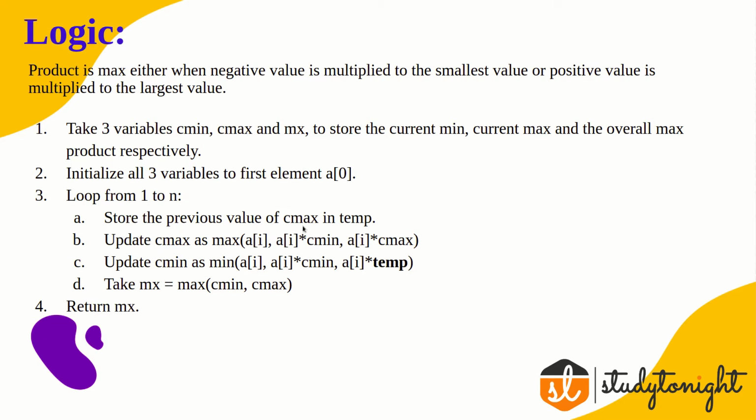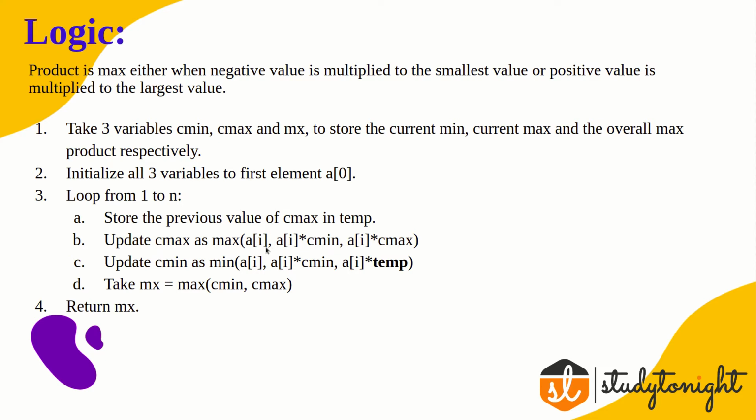Store the previous value of Cmax in temp. I'll explain why we are storing this in temp. Update Cmax as the maximum of A[i] into Cmin, and A[i] into Cmax. So why are we doing this? The current maximum can be A[i], or A[i] into Cmin, or A[i] into Cmax. Now let's understand why these three elements.